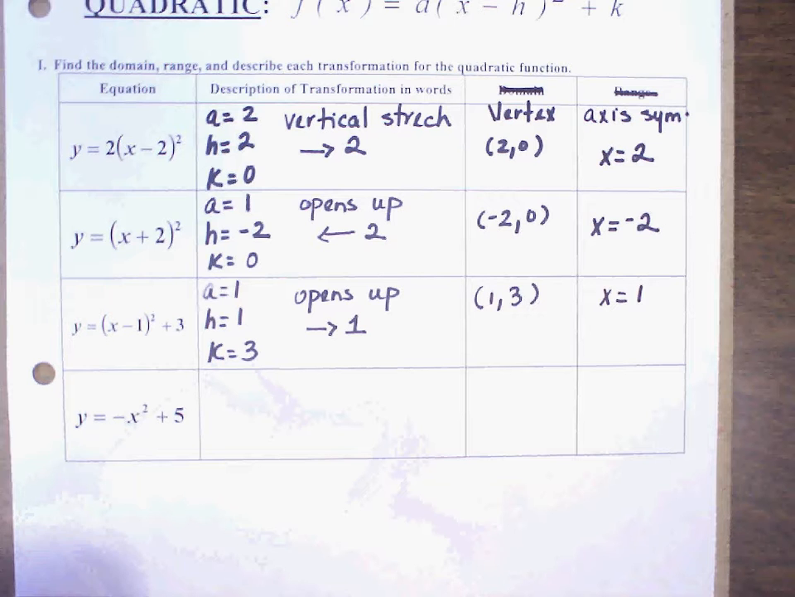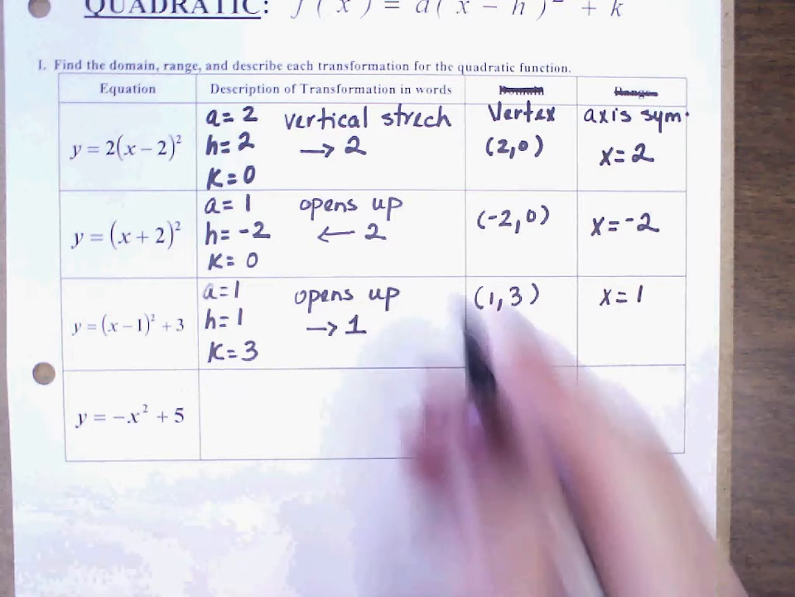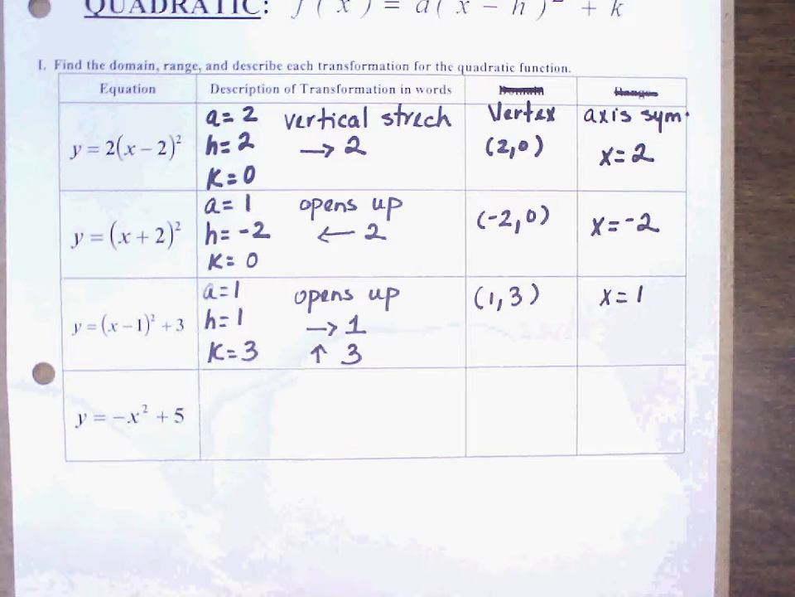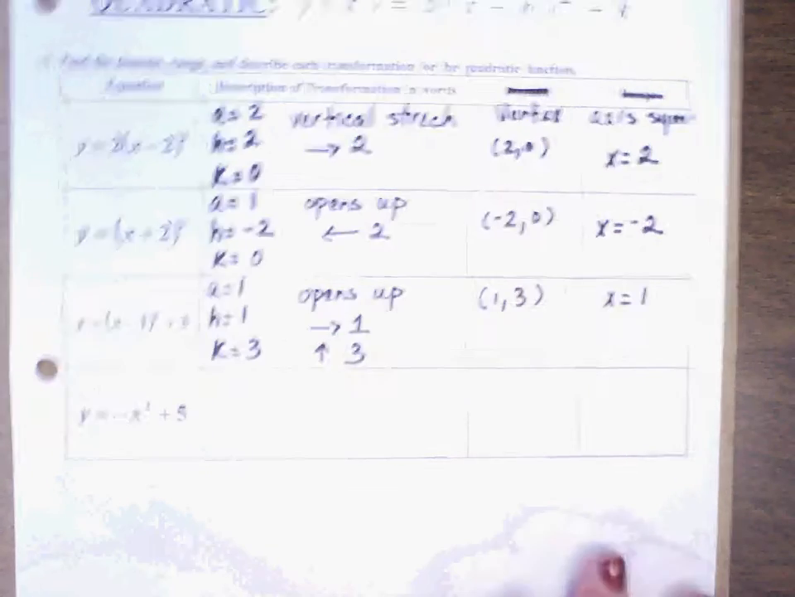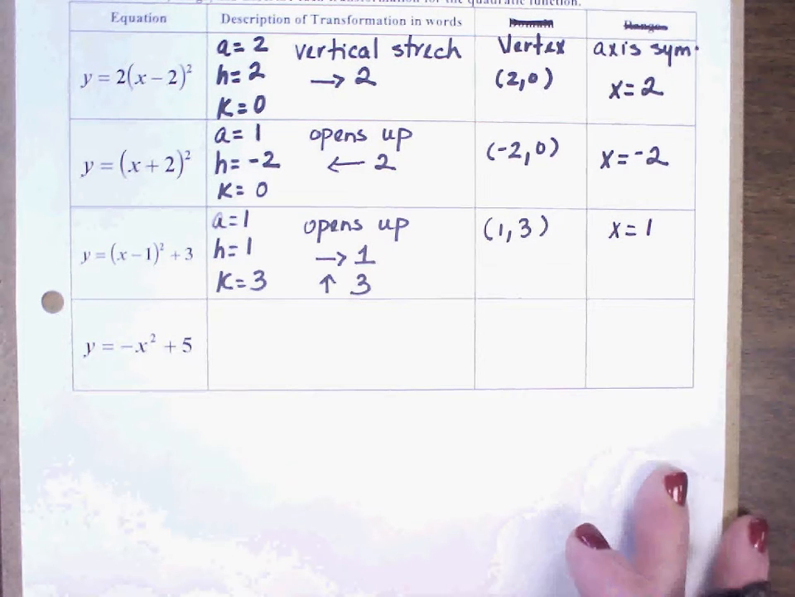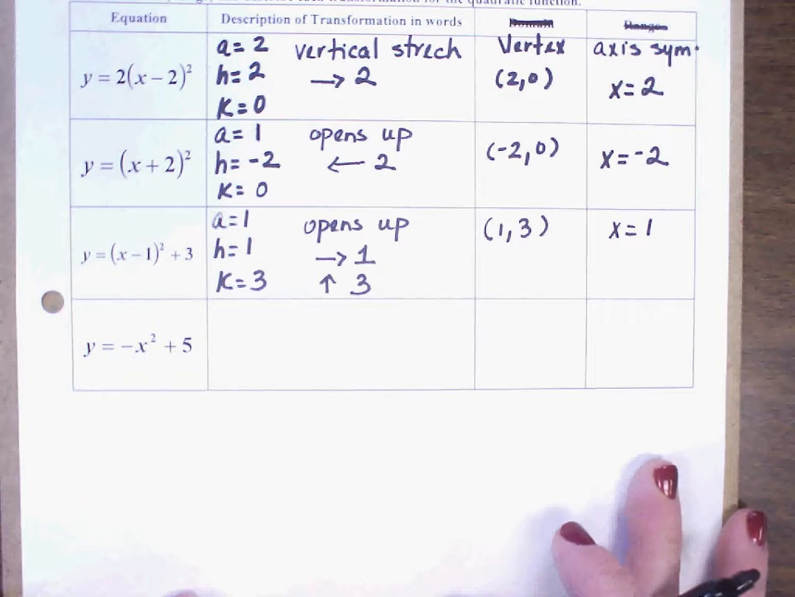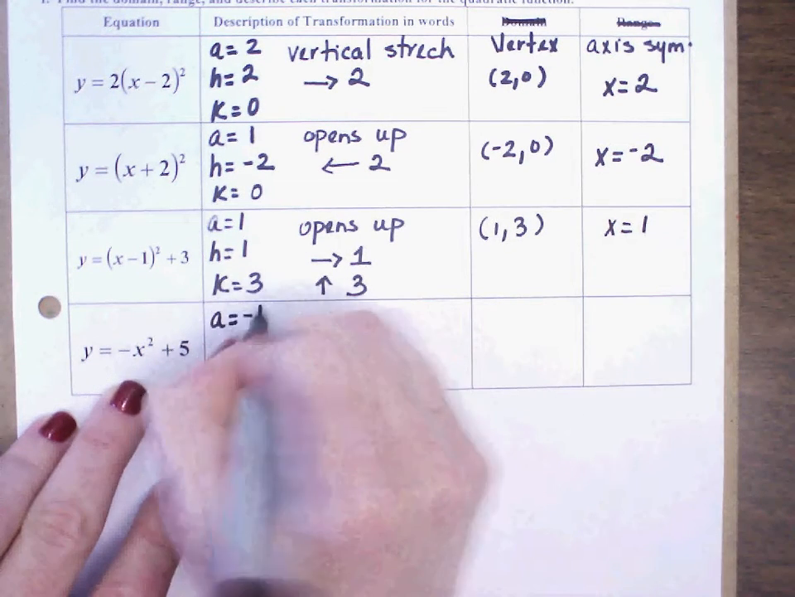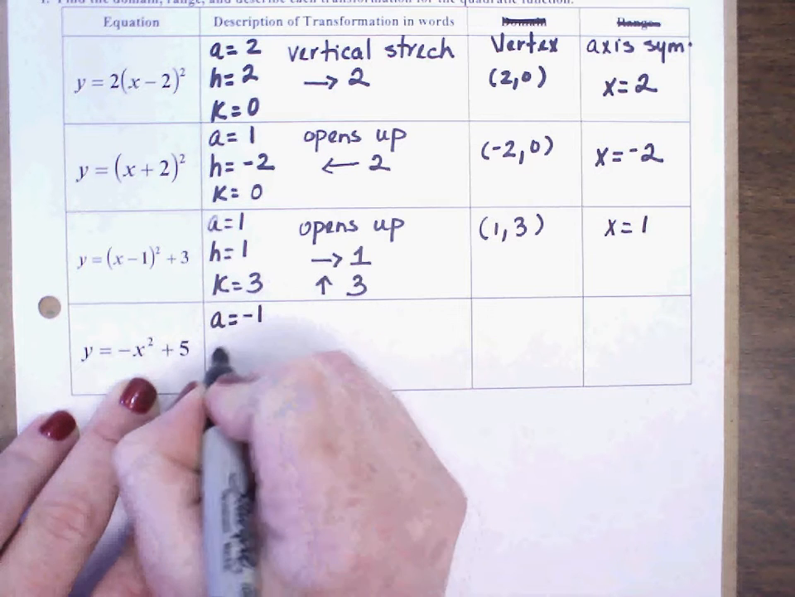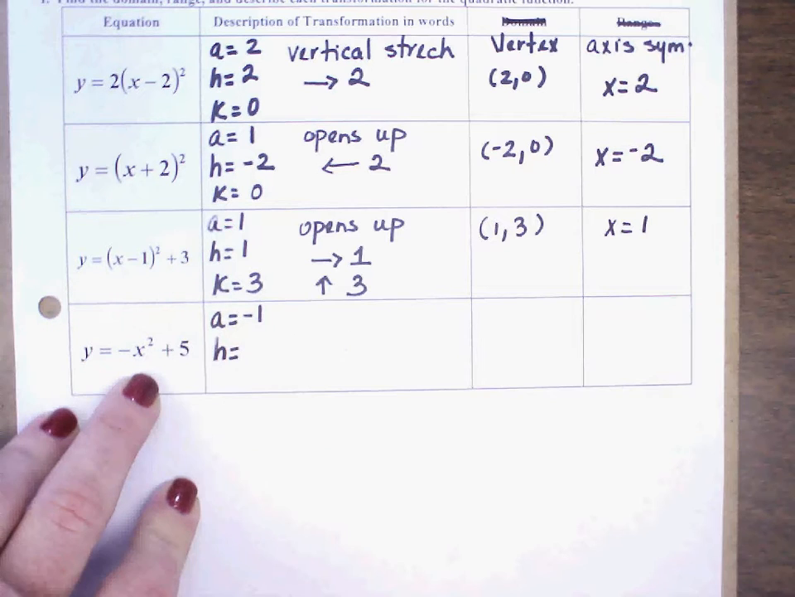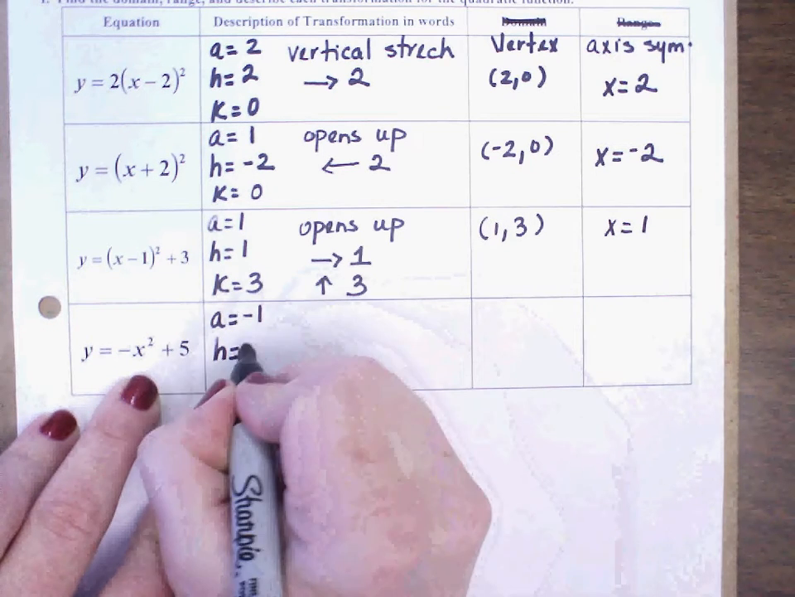All right, what does the A do? What does the A tell me? That it opens up. What does the H tell me? That you move it to the right 1 time, right? What does the K tell me? You move it up. How many times? 3 times. Good job, my babies. This is pretty easy, isn't it? Very easy to do. I'm telling you, we've already been through the horrible part of Algebra 1. Yeah, we have.